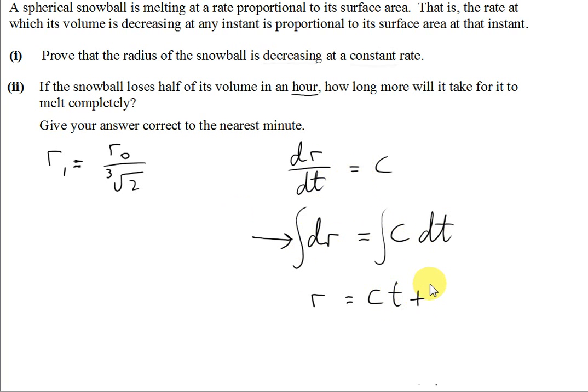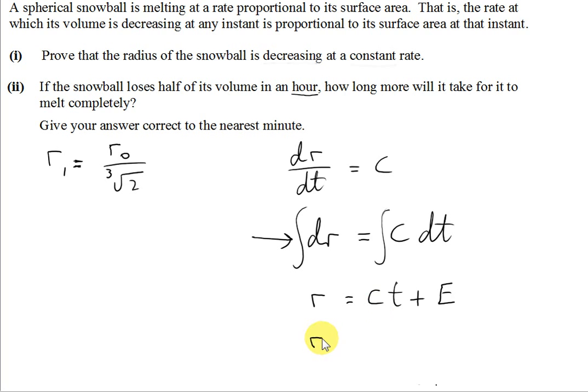But of course we get another constant then, because these are two indefinite integrals. Now I'll call the other constant e. E is yet to be determined. So if we differentiate this expression, if we work out dr dt, we're going to get c plus 0, because e is some arbitrary constant, its derivative is 0. So we'll end up getting dr dt equals c, and that's what we want if we take the derivative.